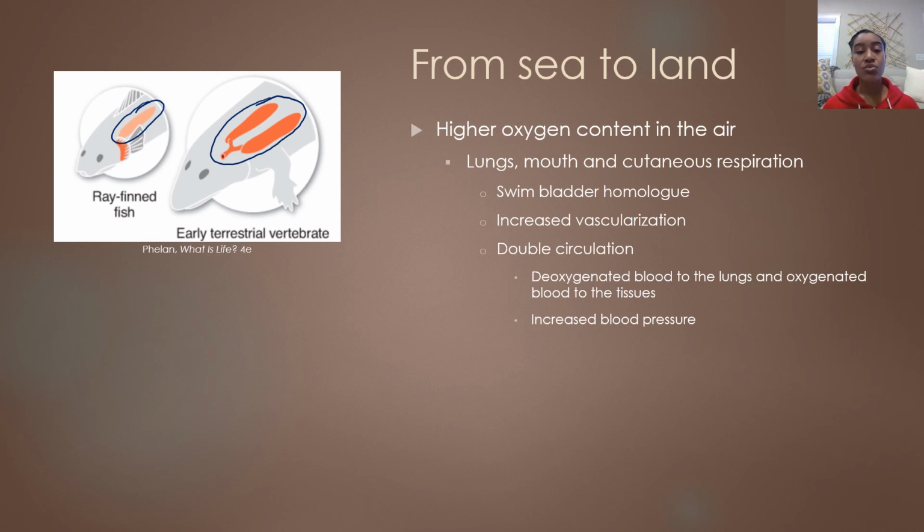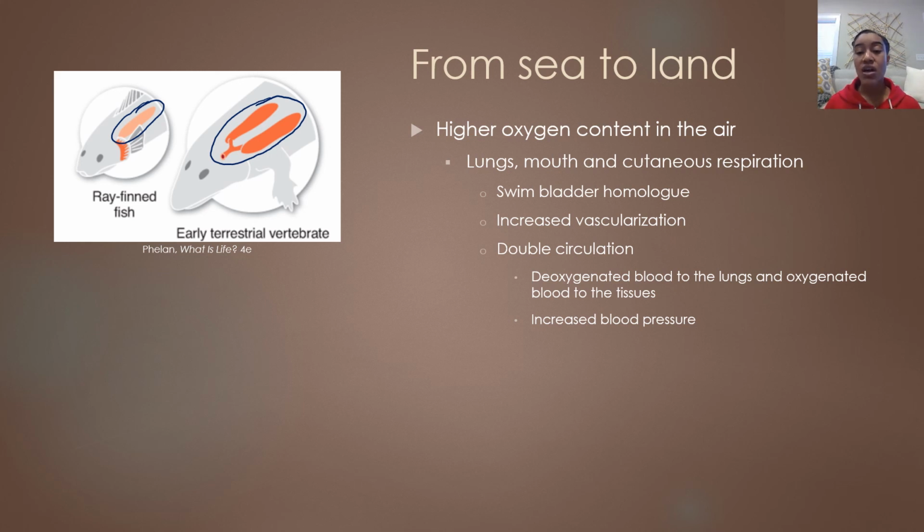In addition to making structural modifications to the swim bladder to become lungs, they also had to enhance vascularization to this organ. And this is because the swim bladder does have vessels that go to and from it. However, not all the blood in the body needs to go to the swim bladder. But this is different from lungs. When you have lungs, all of the blood needs to go to the lungs to get oxygenated at some point. So they had to enhance the amount of vessels that go to these modified swim bladders so that they can properly oxygenate their blood before it's sent to the tissues.